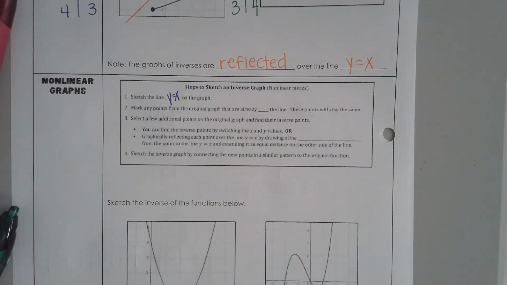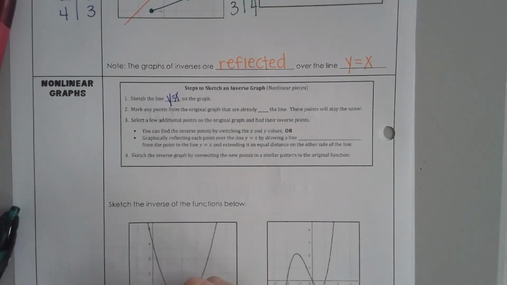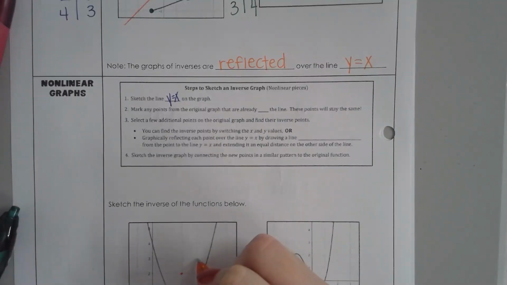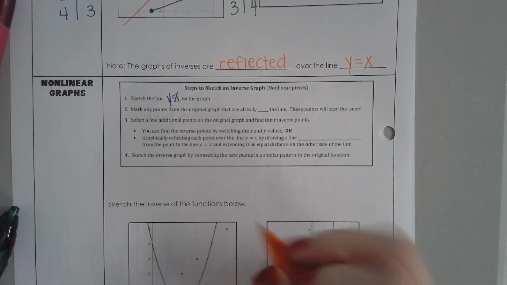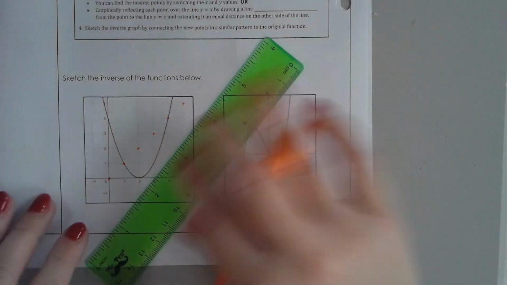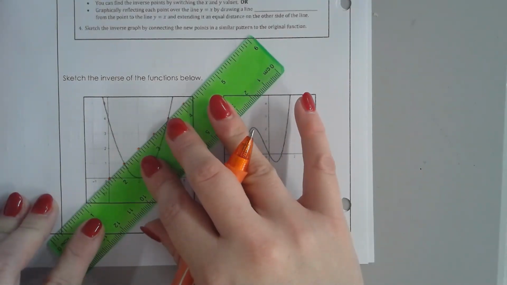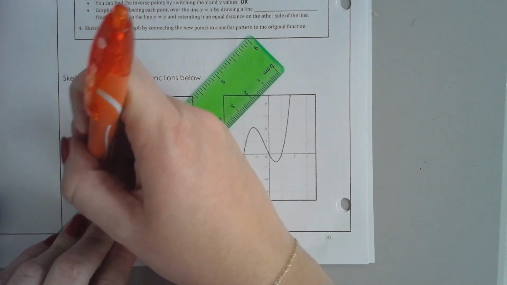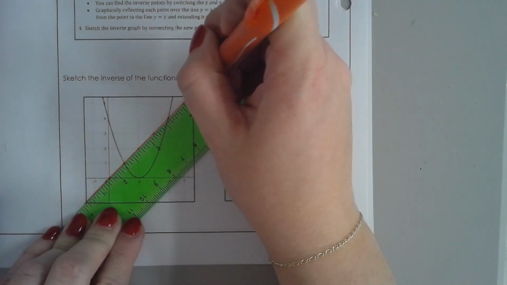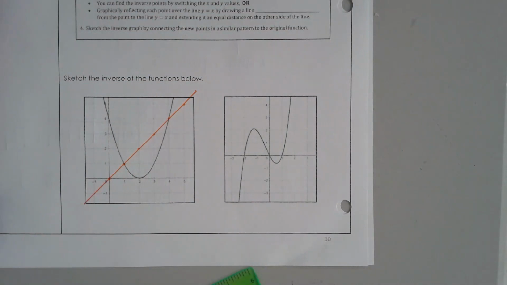Because we know that it's reflected across that line, we're going to reflect it ourselves. So the line y equals x starts at the origin and just goes up 1 over 1, up 1 over 1. It's this line. So that's the line y equals x. If my original function is that parabola, the inverse is going to be reflected across that line.